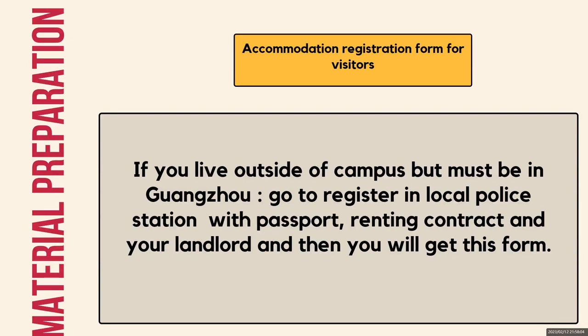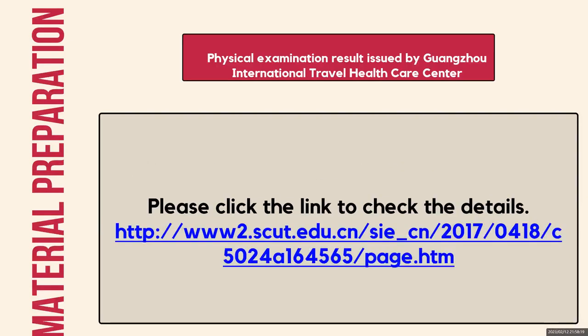So you need to be careful, and you also need to make sure your address is in Guangzhou, because if it's not in Guangzhou, it will be a headache for you and the process will take a long time. Otherwise, you will be prohibited from making your residence permit with immigration.